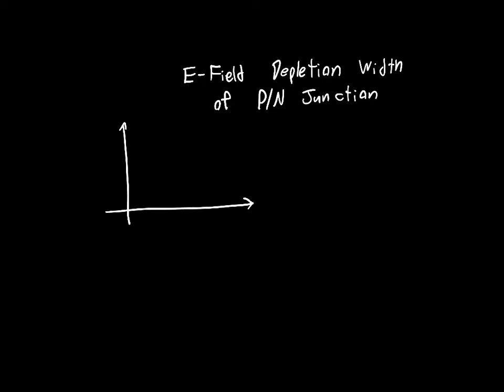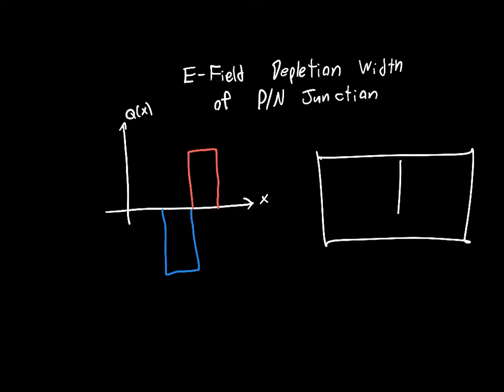So if we've got the charge as a function of x, and so this is x, then we know that there's going to be a certain amount of negative charge on the p side of the semiconductor, followed by a certain amount of positive charge on the n side semiconductor. So if we draw out the PN junction just next to this, there's going to be a certain width in which we have purely ionized donor atoms, xn, and a width where we have a certain amount of purely ionized acceptor atoms, xp.